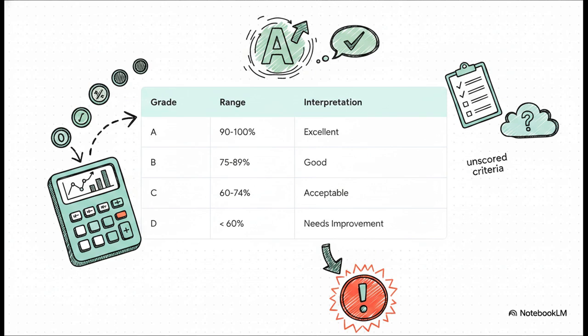It's a real game changer because you instantly see if a ward needs urgent help, like a D falling below 60%, or if they're knocking it out of the park with an A. Just remember, unscored criteria are completely left out of the math, so you have to grade every single assigned item to get an accurate score.